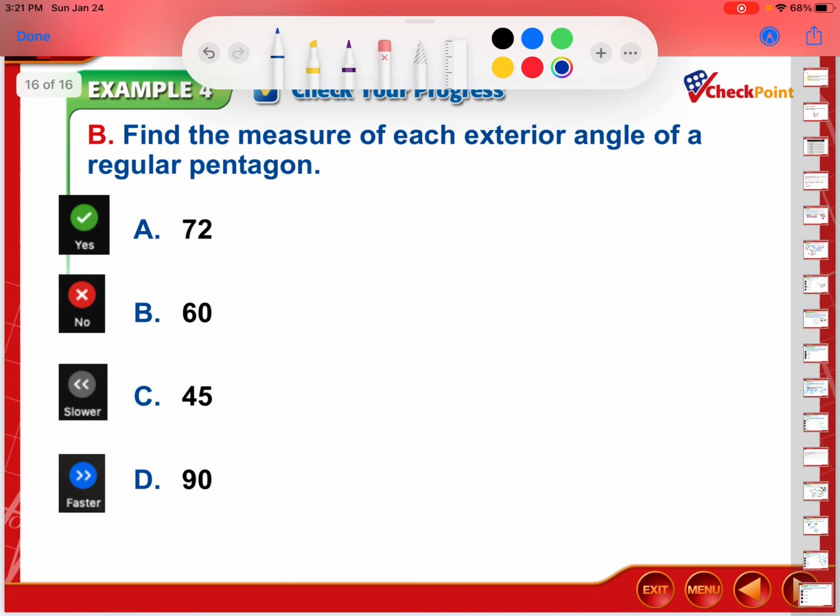Lovely. If we wanted to do this last one just for fun, find the measure of each exterior angle of a regular pentagon. Pentagon, 5 sides. 360 divided by 5, which would be 72. All right, that is all we have for this lesson.